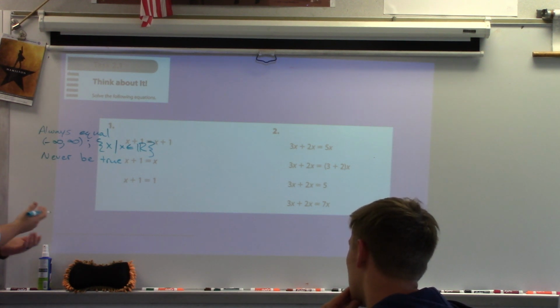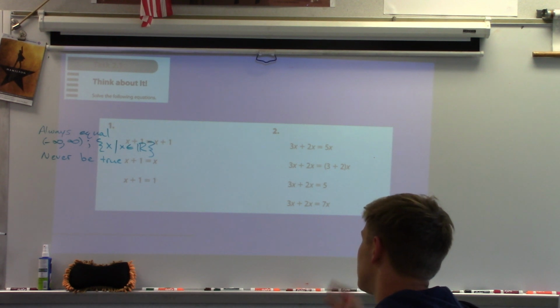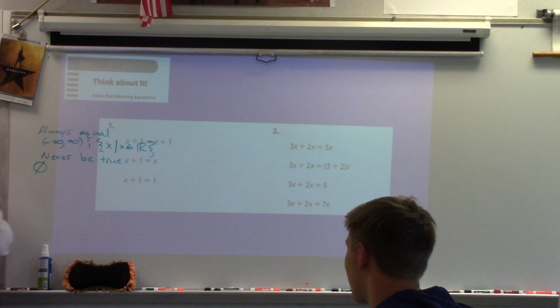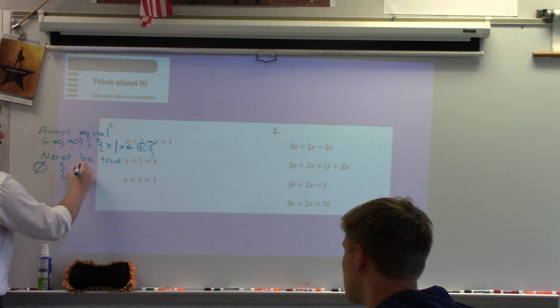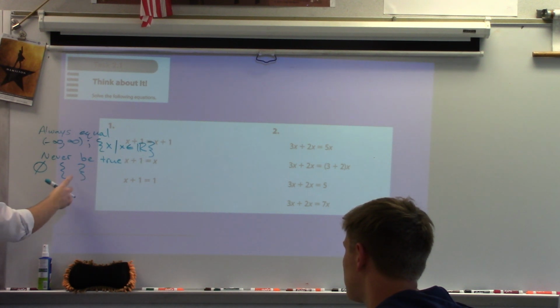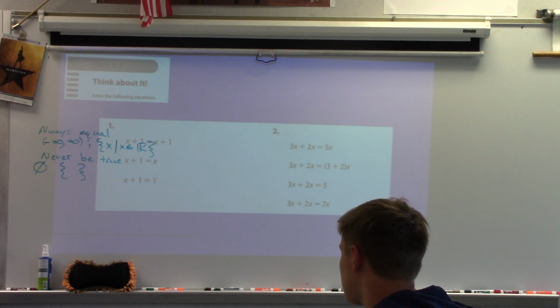So you say no solution, right? You can literally write out the words no solution, but any guesses what the symbols might be for no solution? It's a 0 with a line through it. Okay? This right here is called the null set. This right here is the same thing as doing this. Notice what's inside of this set? Nothing. So what are the solutions? Nothing.